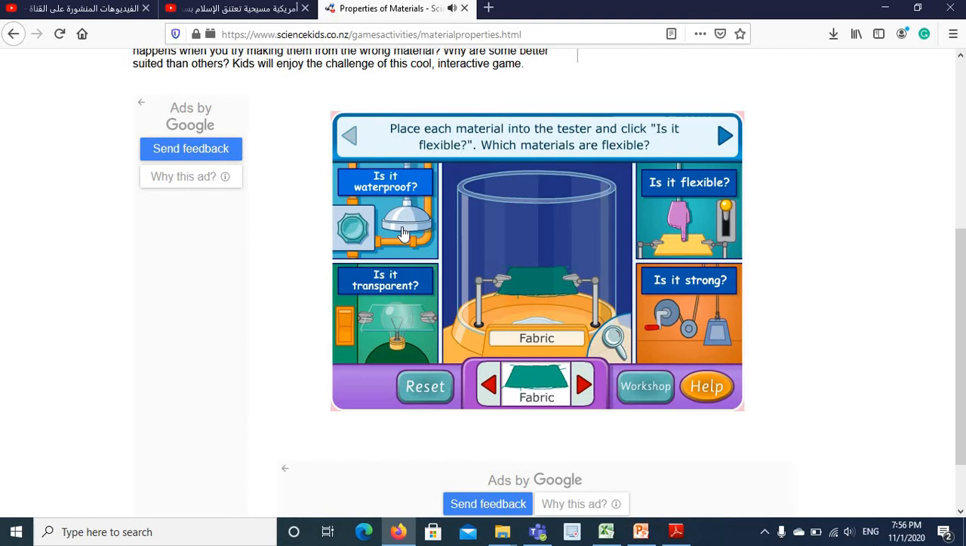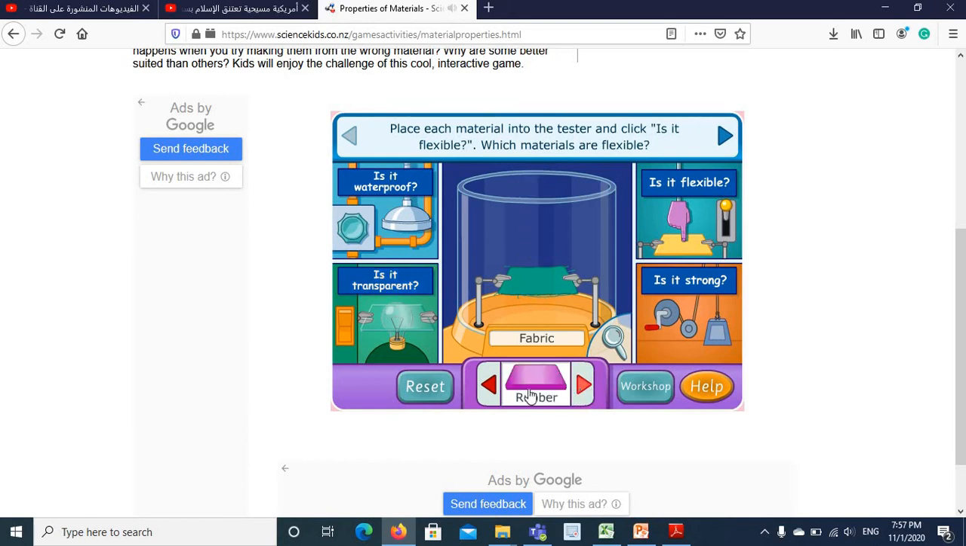Yeah, its color is changed. It's absorbed water. Let's see if it's flexible or not. Yeah, it's flexible. Is it strong? Yeah, it's strong. Again, it's strong. It didn't break out. Again, strong. Is it transparent? No, it's not.